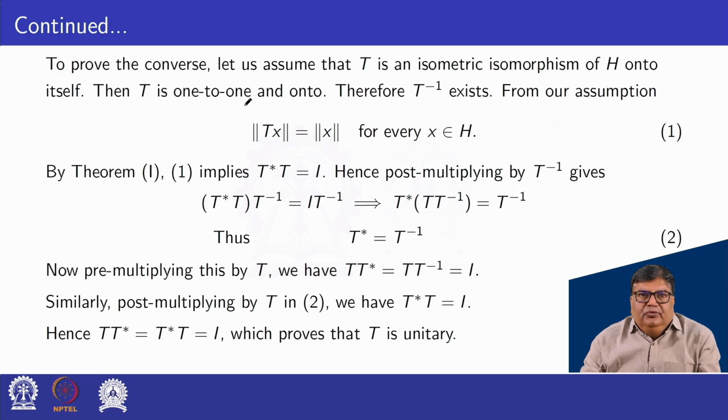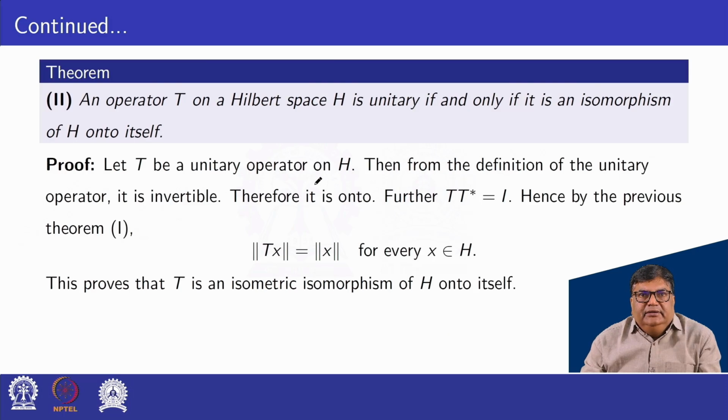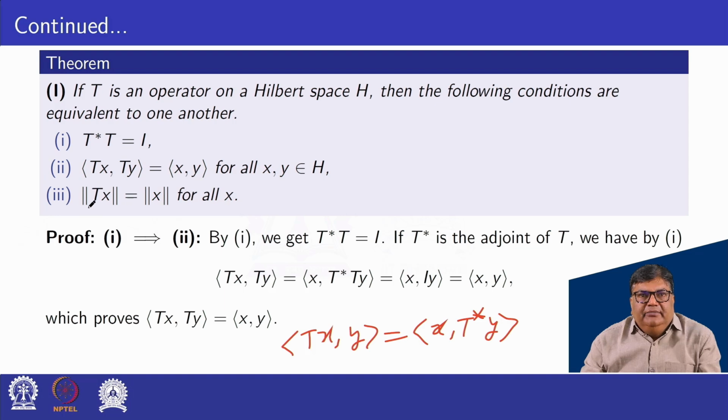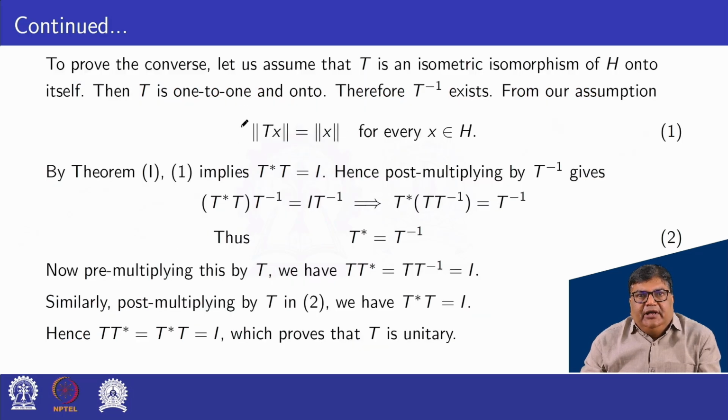Then it is 1 to 1 and onto. Therefore, T inverse exists. From our assumption, norm Tx is equal to norm x for every x belonging to H. By the first theorem, equation 1 implies that T star T is equal to I. Given norm Tx is equal to norm x, this implies that T star T is equal to I.